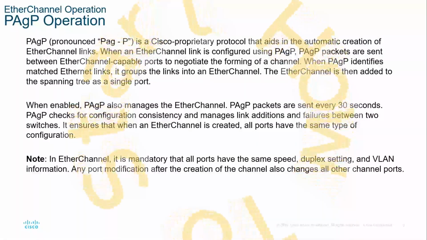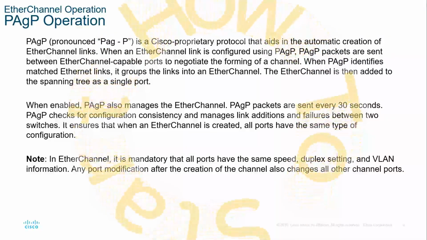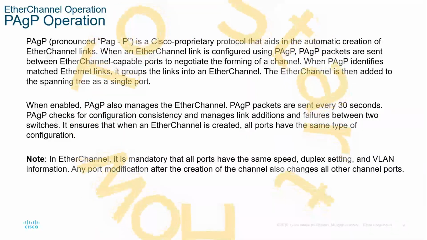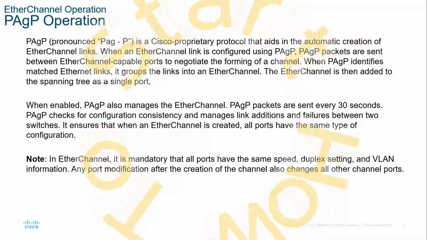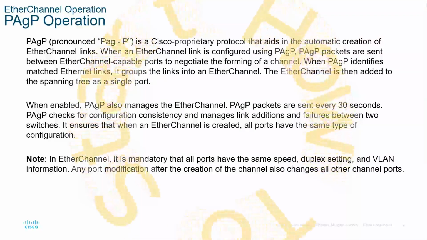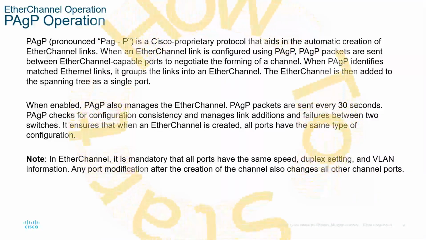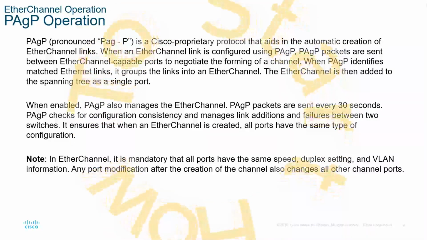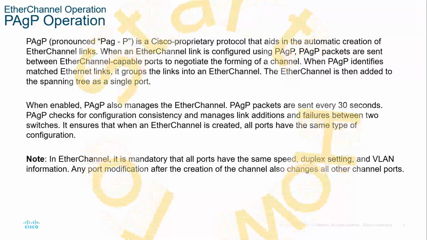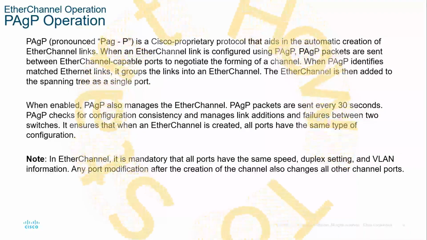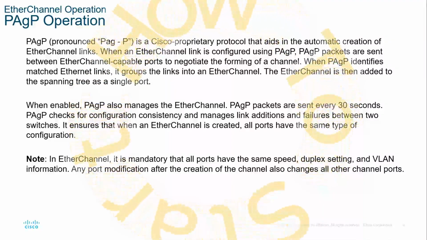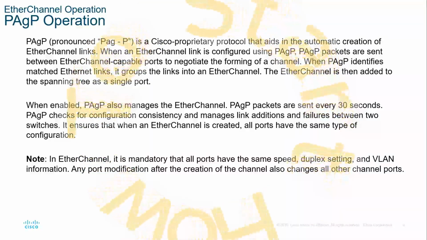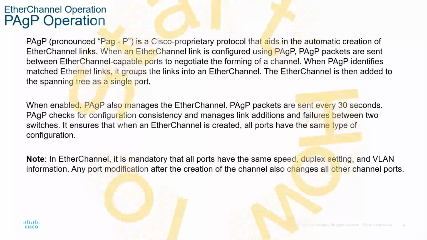So how do we pronounce PAgP? We pronounce that PAgP. It is Cisco proprietary, meaning you can only use it on Cisco devices. When you enable PAgP, it will also manage the EtherChannel. The packets are sent every 30 seconds, and this will check for configuration consistencies and manage link additions and failures between the switches. Again, all ports have to have the same type of configuration. For the EtherChannel, it is mandatory that all ports have the same speed, duplex settings, and VLAN information. Any port modification after the creation of the channel also changes all of the channels that are part of that port group.